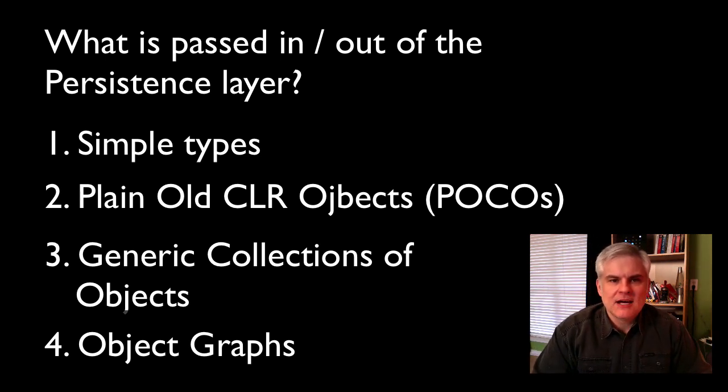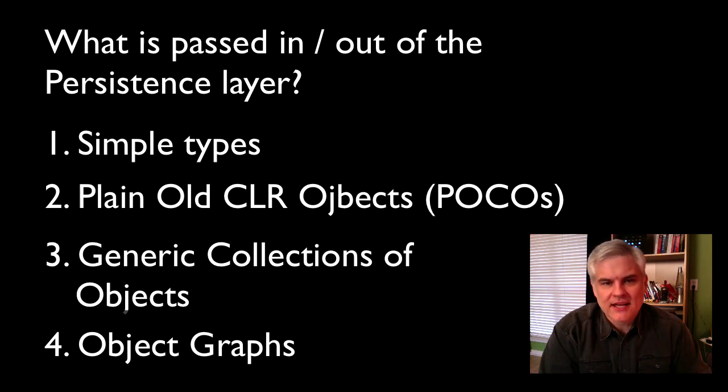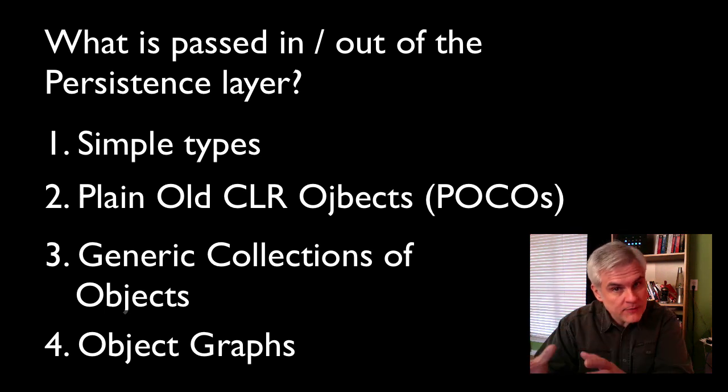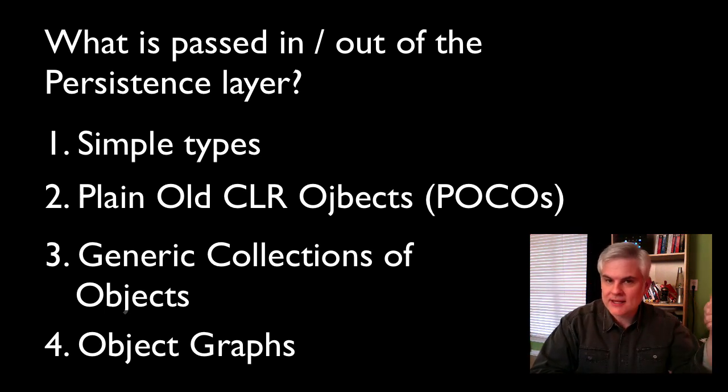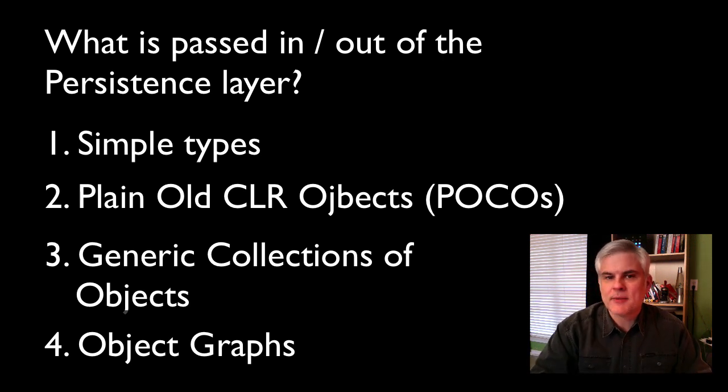Okay, notice in all of these cases, what's not being sent between the layers is anything specific to a particular data access technology. So there's no ADO.NET datasets and no Entity Framework entities being passed from the persistence layer to the domain layer. All right, only native types or collections of plain old CLR objects. That's the only thing that we're passing.